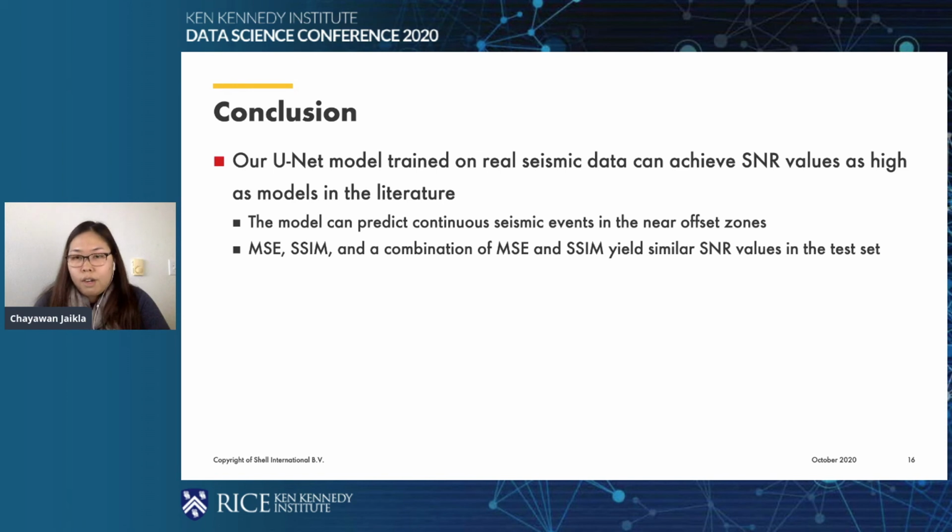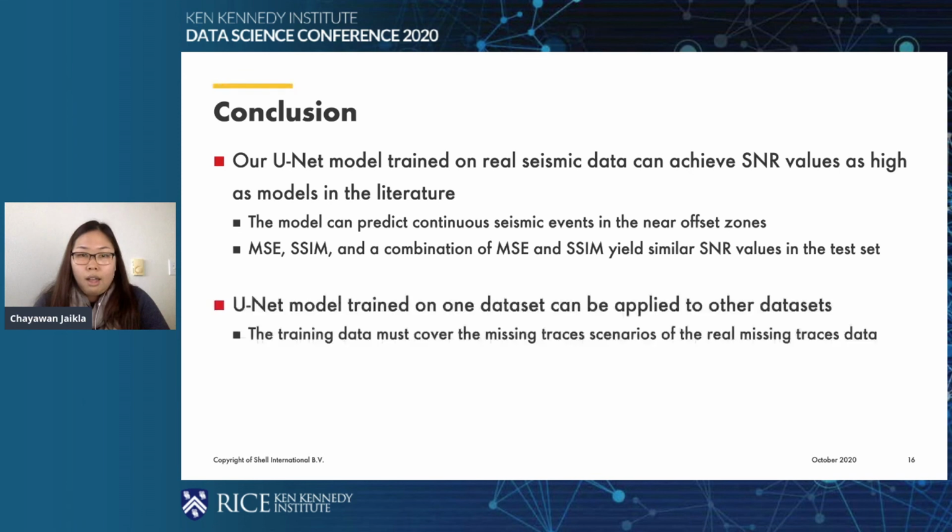In addition, the different loss functions that we experimented with, which include mean square error, structural similarity index, and a combination of mean square error and structural similarity index, yield similar signal to noise ratio on the test set. And lastly, the UNet model trained on one dataset can be applied to another dataset. This is a very important conclusion for this study because the trained model will significantly reduce cost and time to reconstruct missing seismic data from weeks to hours.